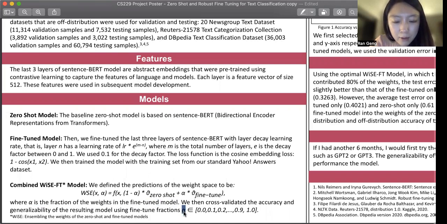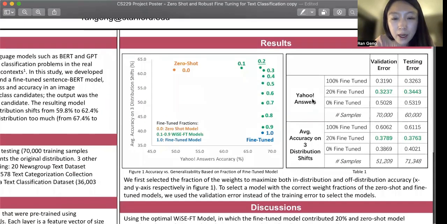We calculated the resulting model using alpha from 0.0 to 1 with an interval of 0.1 and calculated the accuracy with a validation dataset. If we look at the validation accuracy, the result is very interesting. The x-axis is the in-distribution accuracy. The y-axis is the generalizability, which is calculated based on the average accuracy of the 3 off-distribution datasets. We chose 0.2, which means 20% fine-tuned model and 80% zero-shot model, as the final model, because what you can see is that compared to the zero-shot model, it drastically increased the validation accuracy, and it actually increased the generalizability as well. Compared to the fine-tuned model, it drastically increased the generalizability on the y-axis, but it doesn't diminish the accuracy that much. That's why we chose it.